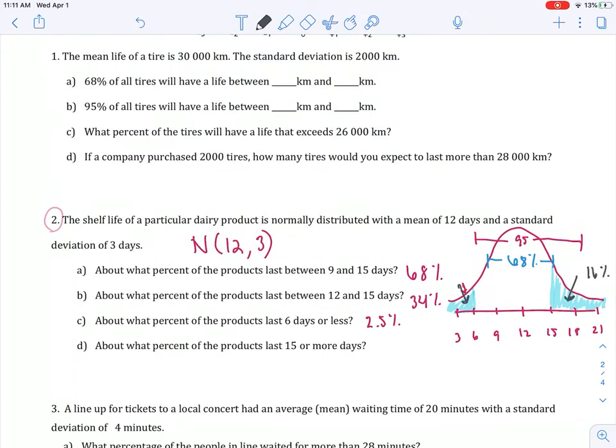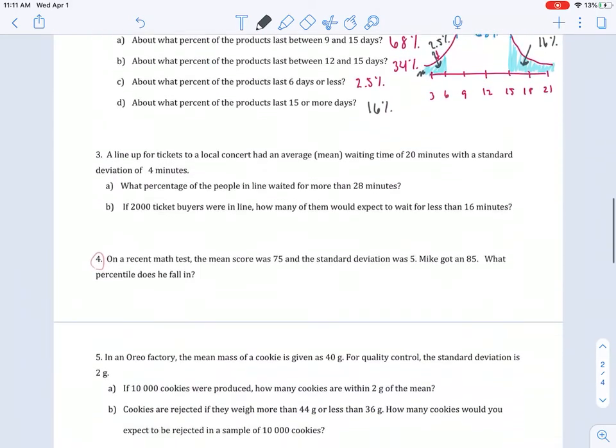This tail, 2.5%. And the teeny tiny tail, more than 3 standard deviations away, 0.15%. Okay, that was number 2.